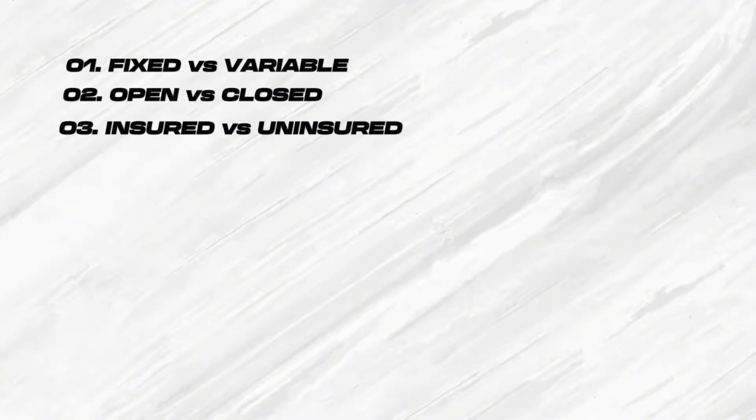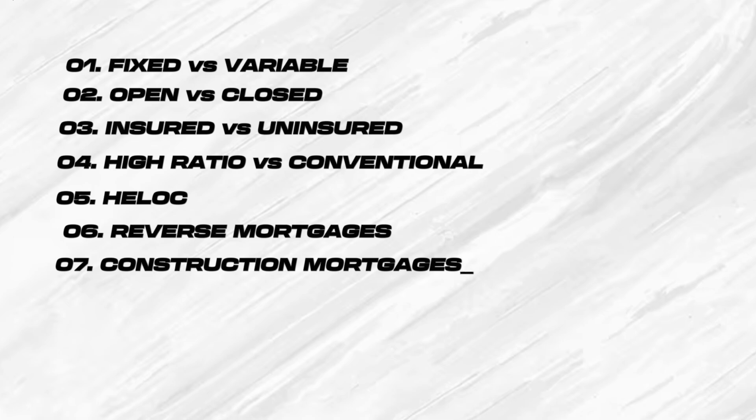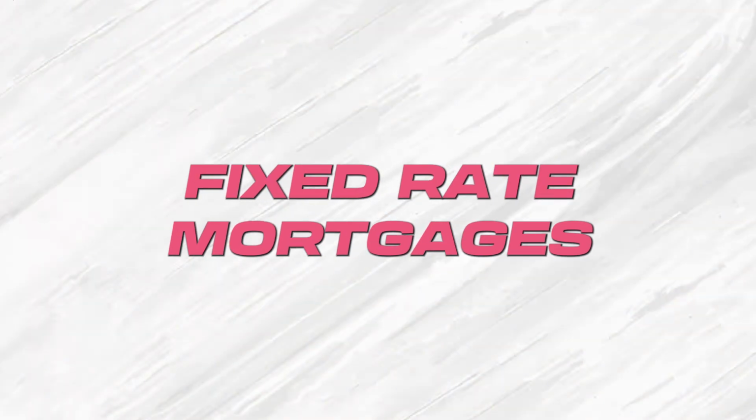In this video, I am breaking down fixed versus variable, open versus closed, insured versus uninsured, high ratios versus conventional, HELOC, reverse mortgages, construction mortgages, private lending, and specialty options most people don't even know exist. By the end of this video, you will understand exactly which mortgage structures make sense for your situation. Let's start with the most common type, the fixed rate mortgage.